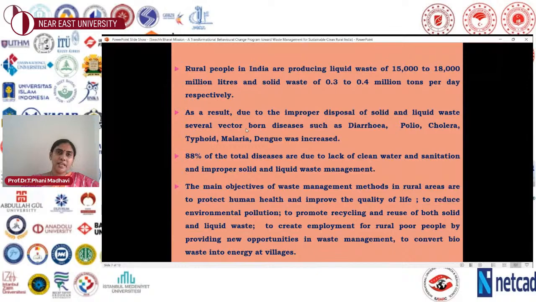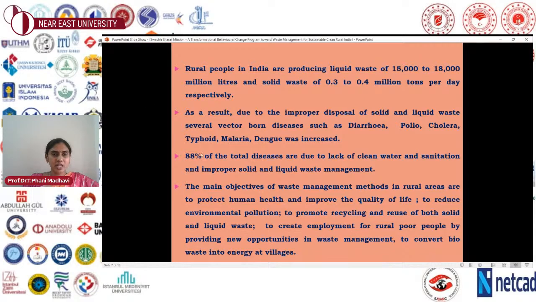So rural people in India are producing liquid waste of 15,000 to 18,000 million liters, and solid waste of 0.3 to 0.4 million tons per day, respectively. As a result of this, due to improper disposal of solid and liquid waste, several diseases such as diarrhea, polio, cholera, typhoid, malaria, dengue drastically increased.